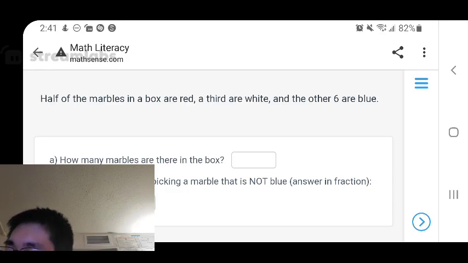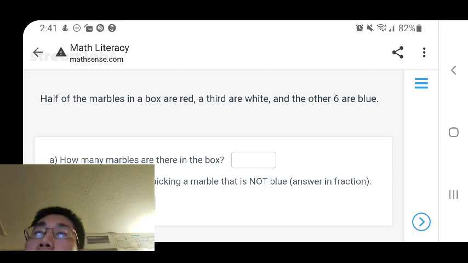So you can say red is 18 marbles, white has 12 marbles, and blue has 6. Double check, 18 plus 12 is 30, plus 6 is 36. So find the probability of picking a marble that is not blue. You said it over 36. That's not blue, so it's red and white. So that's 18 plus 12, that's 30. Answer in fraction. You gotta simplify it, so you get 30 over 36. Divide by 6 is 5/6.